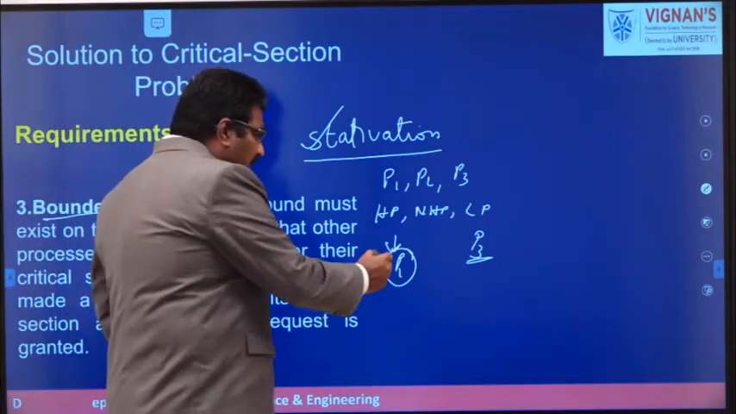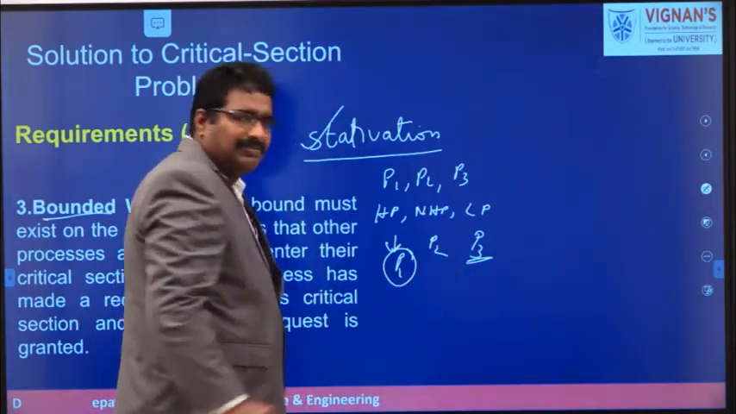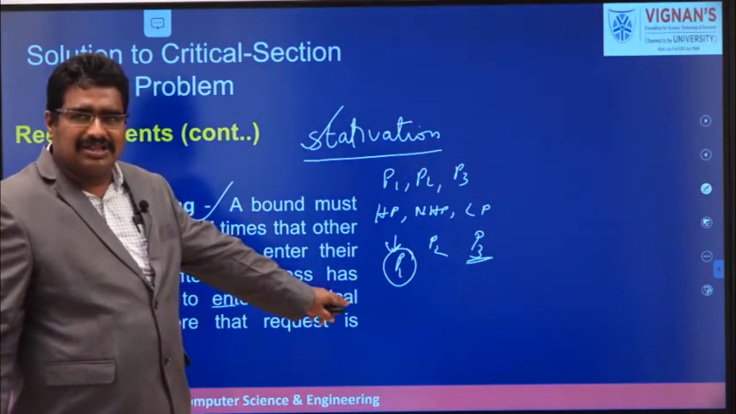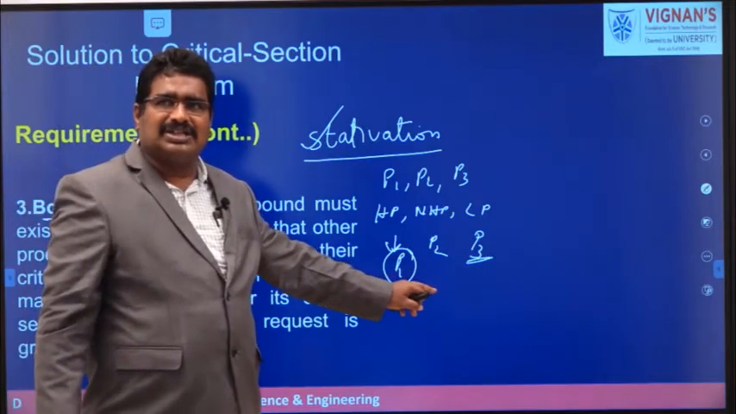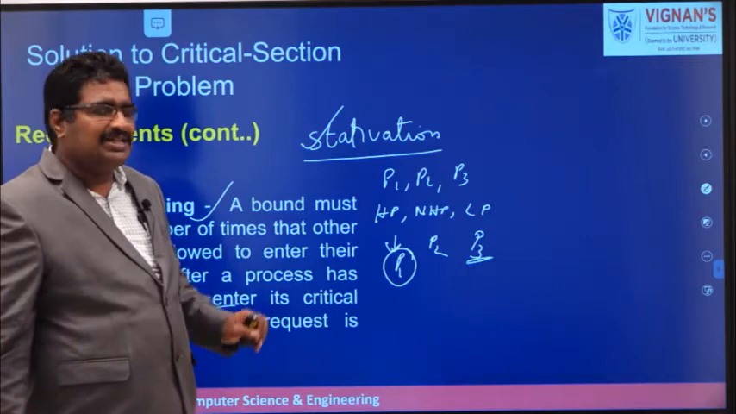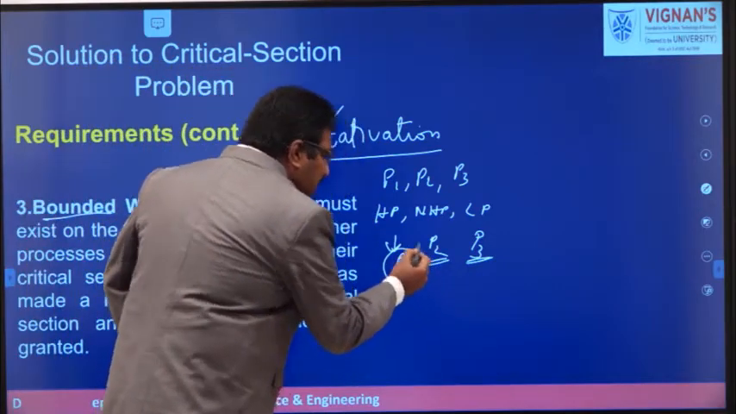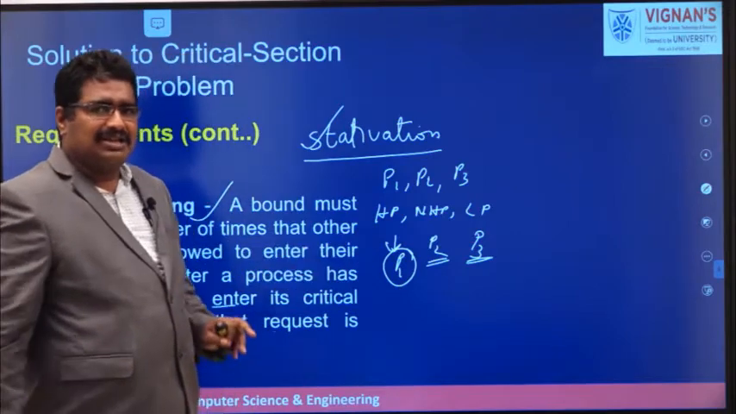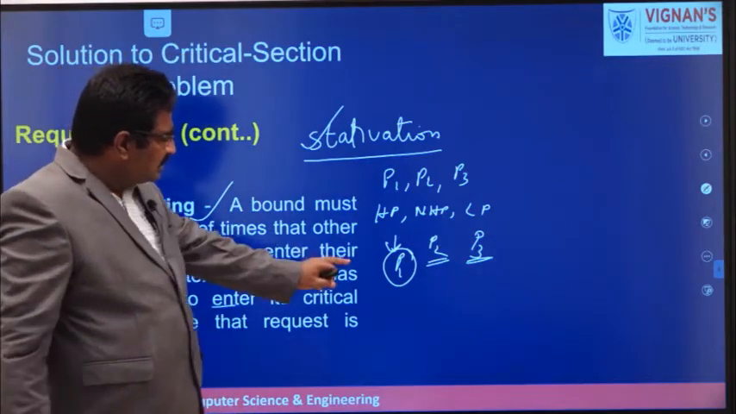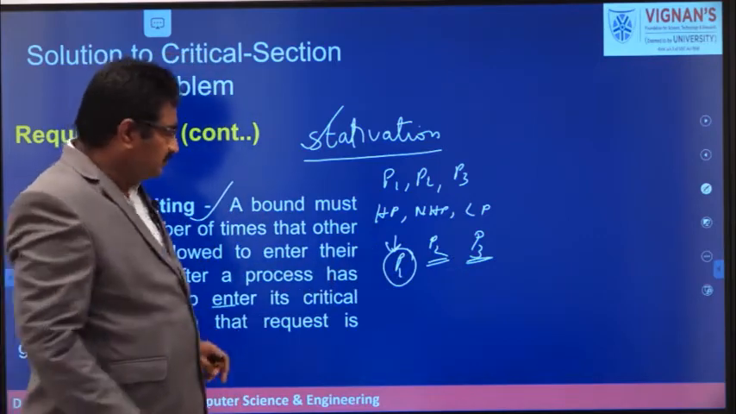For example, after some time, the P2 process wishes to enter. P1 is already in the critical section and P3 is waiting to enter its critical section. At that time, the P2 process wishes to enter its critical section. Automatically P2 is also not allowed because P1 is already in the critical section. So at that time, the P2 and P3 processes are waiting.